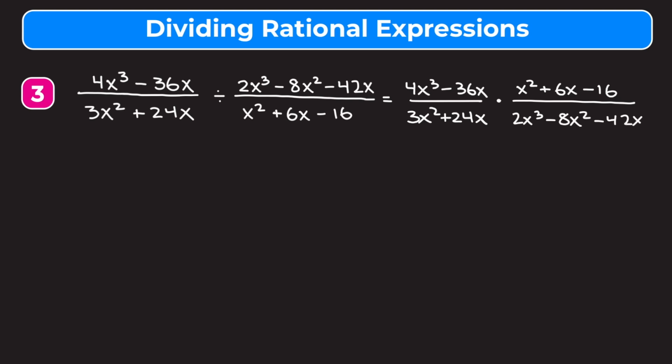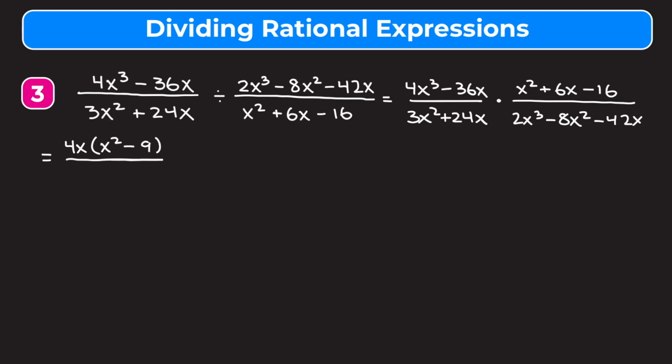And now we want to factor the numerator and denominator of each fraction. I'll do that over here on the left. For the numerator of our left fraction, we have 4x cubed minus 36x. We want to see if we can first pull out anything those two terms have in common. They have a 4x in common. If I take a 4x out, I'm going to be left with x squared minus 9.